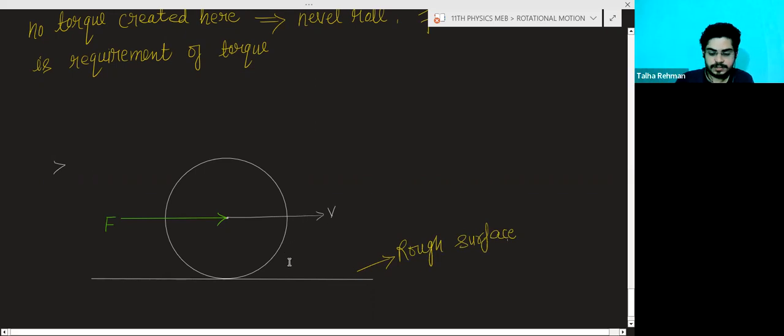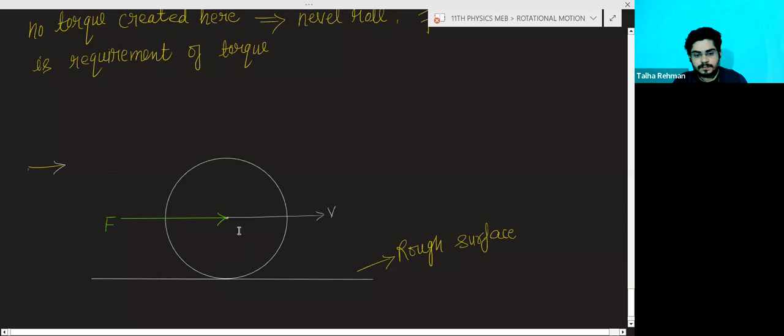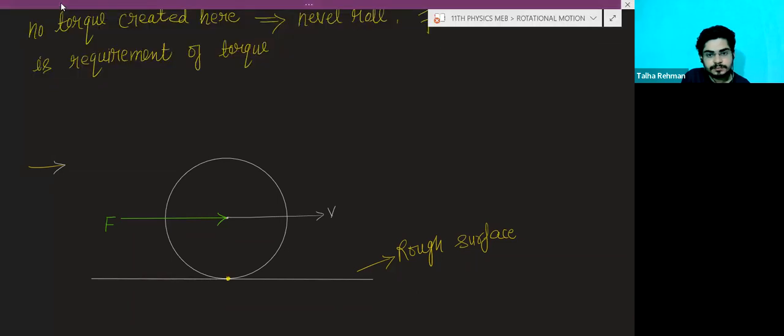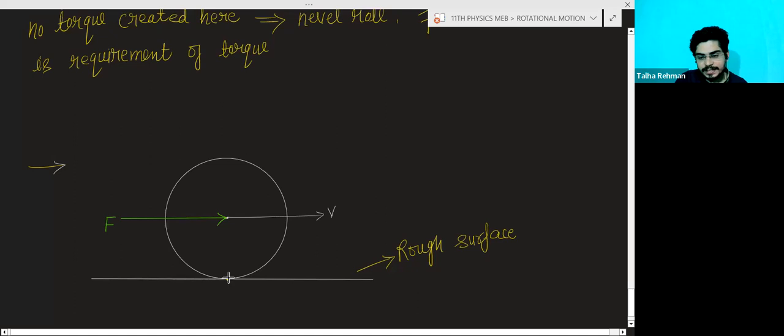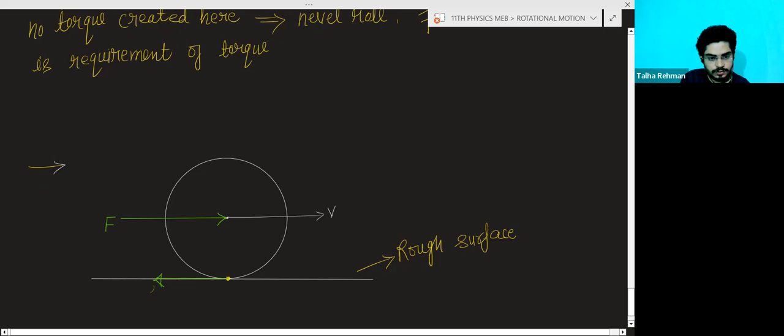If this is a rough surface and you are applying a force on the center of mass in this direction, then at the point of contact, this point will have the tendency to slip in this direction, but the friction force will act in this direction. This is the friction force.